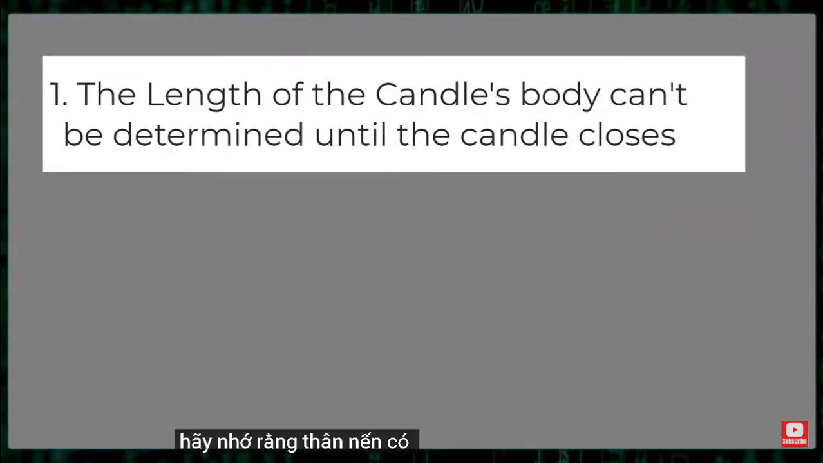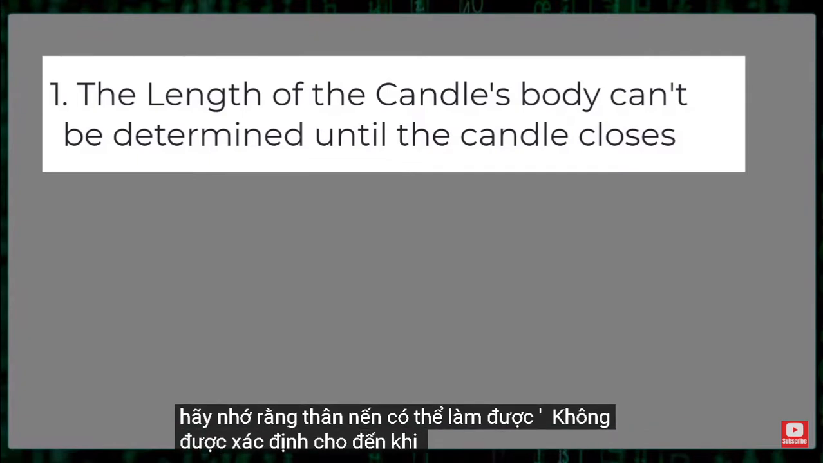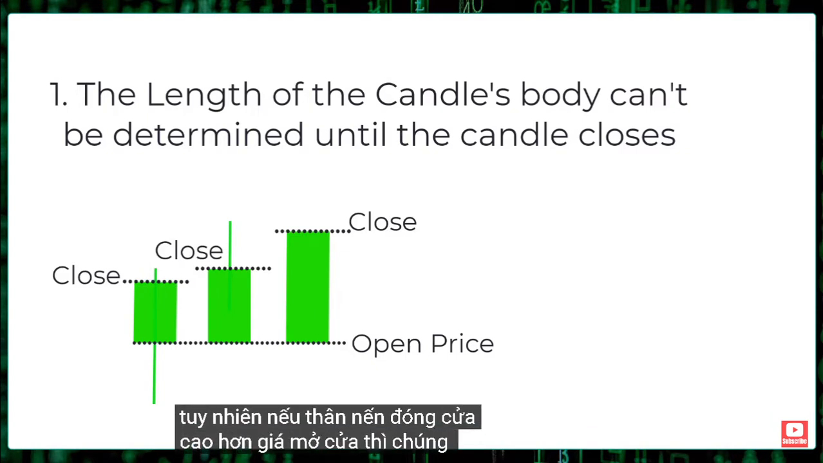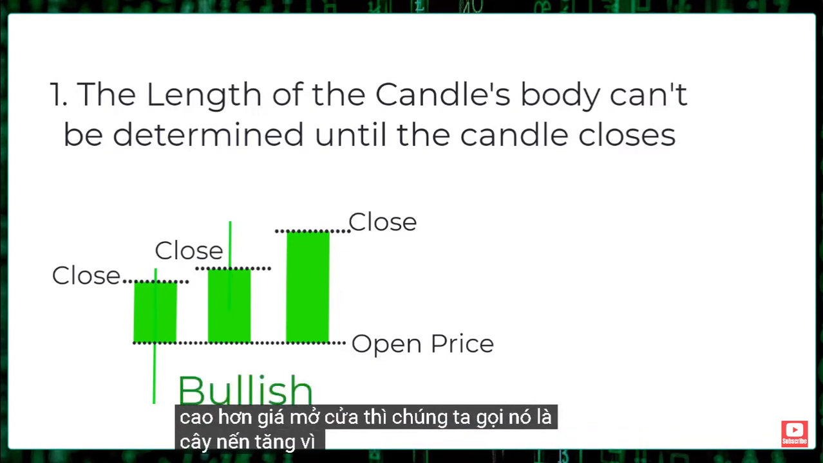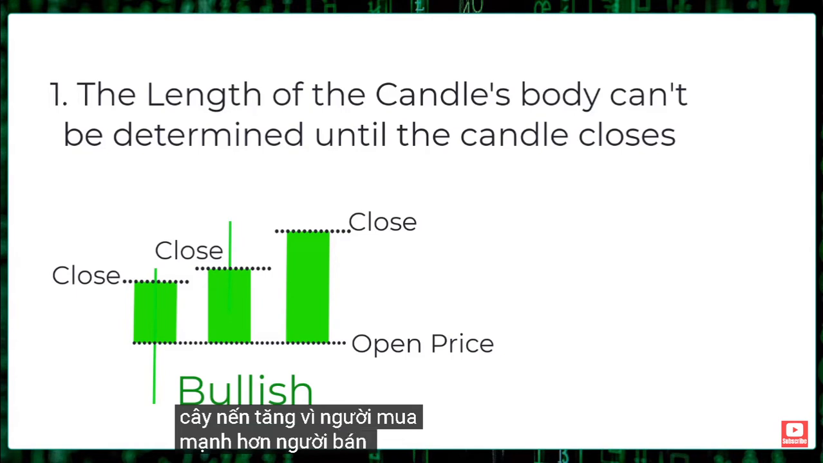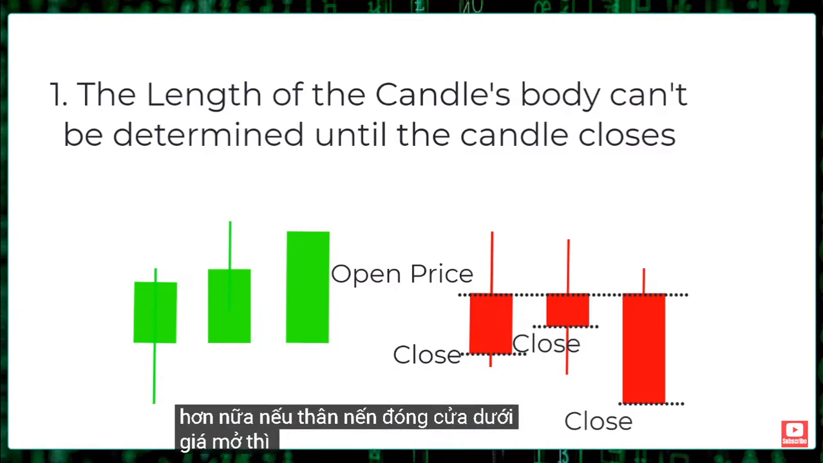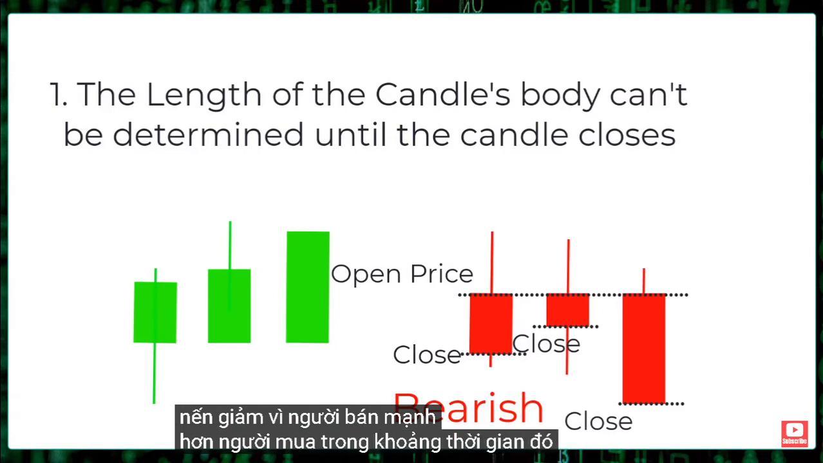Keep in mind that the candle body can't be determined until the candle closes. Nevertheless, if the candle body closes above the open price, then we call it a bullish candle, because buyers were stronger than the sellers during the candle time period. Moreover, if the body closes below the open price, then we call it a bearish candle, because the sellers were stronger than the buyers during that time period.